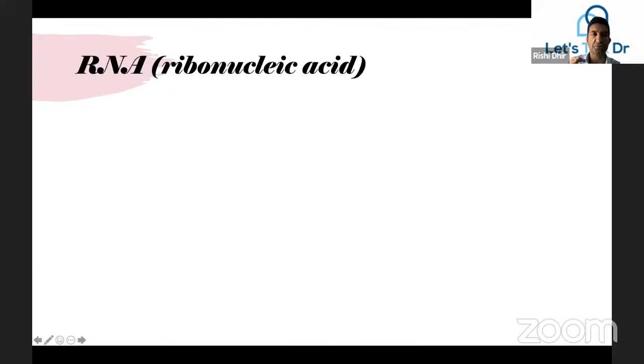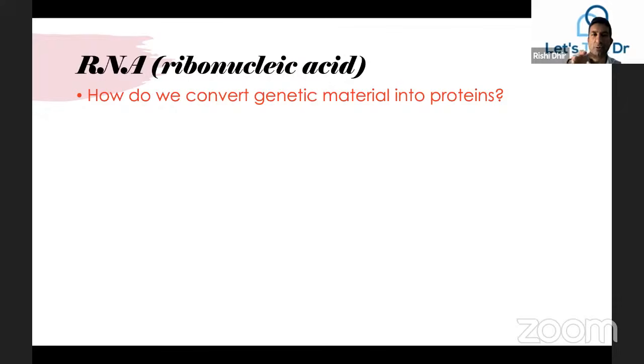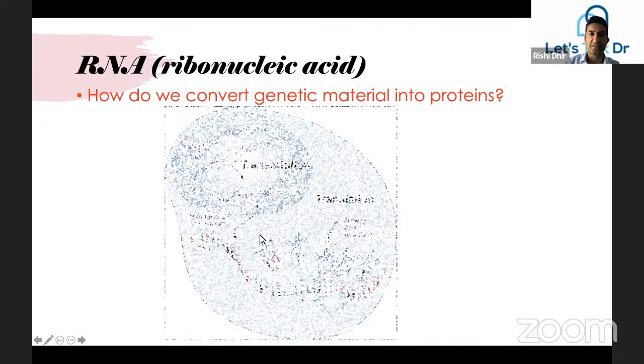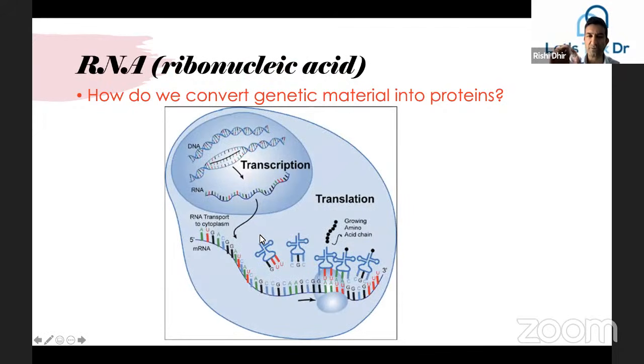We then move on to RNA. The important point is, how do we convert genetic material? The DNA gives us the genetic material, but obviously it's the proteins which carry out the function. So how do we convert this genetic material into proteins that translate into biological function? There are two words you need to know: transcription and translation.